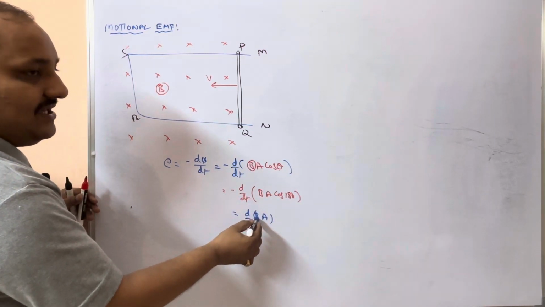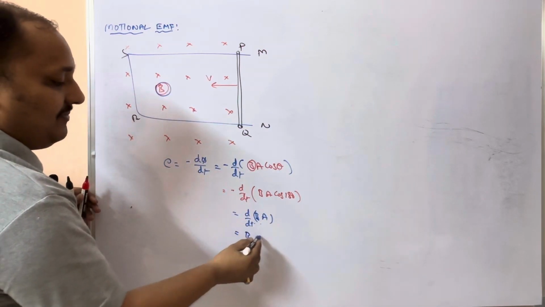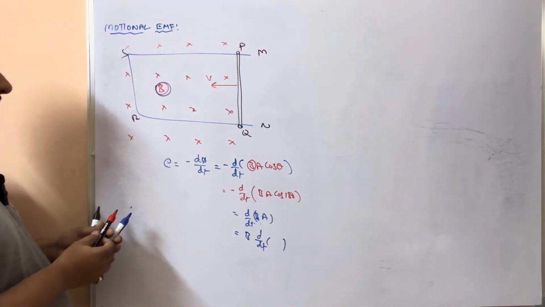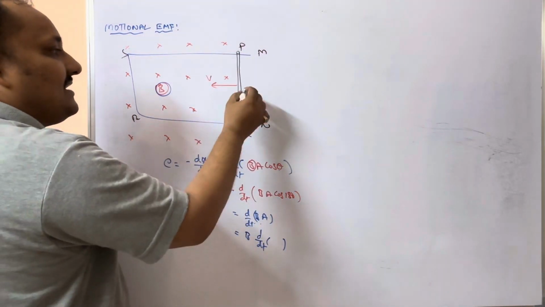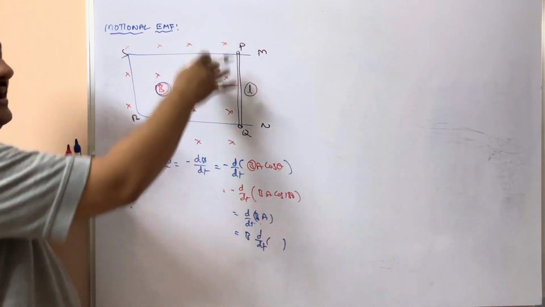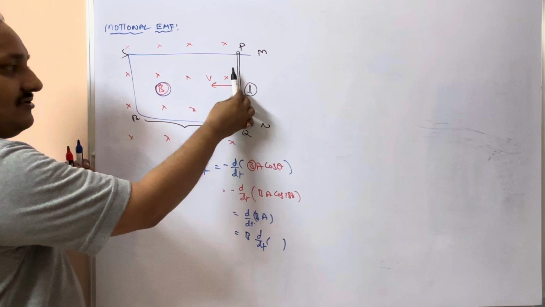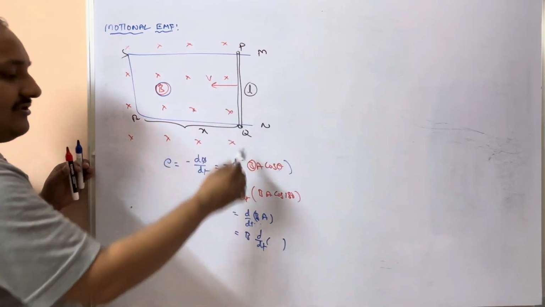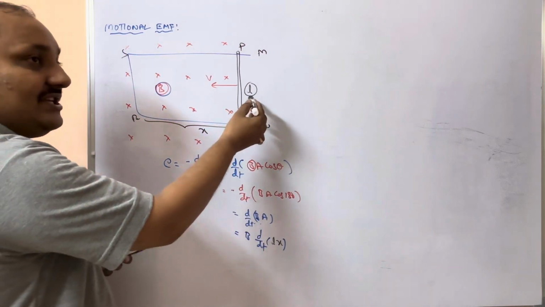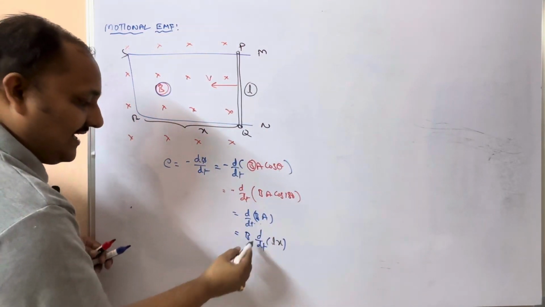This B is going to be constant. The magnetic field is not changing. Therefore B times d by dt of the area, which is changing. How is the area changing? The length of this conductor PQ is going to be L, and this distance you can take as X. So X is going to be changing and L is constant. Therefore area can be written as L into X. In this, who is changing? X is changing. L remains constant.